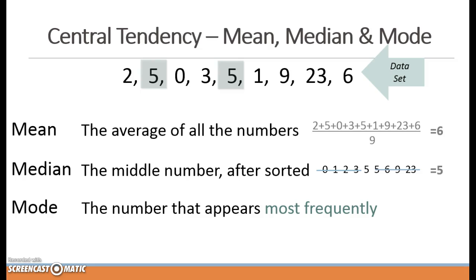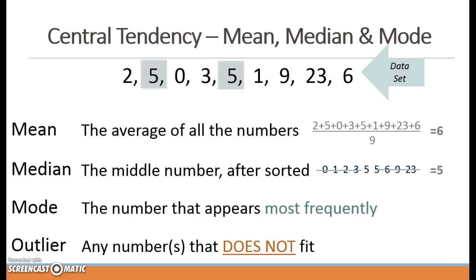Now the very last term I want to go over with you is outlier. So the outlier is the number that does not fit. So when you look at the top screen, there's clearly a number that doesn't really fit in with the others. The other numbers are generally between 0 and 10. So when you look at the top, you will see that the outlier is 23.